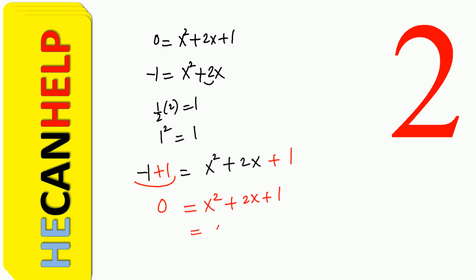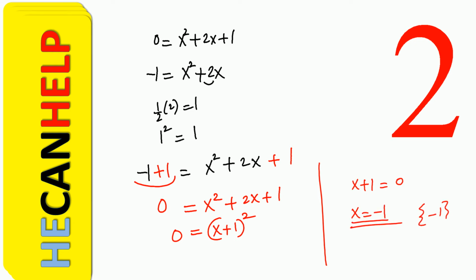And on the right side, this is nothing but x plus 1 times x plus 1, which is x plus 1 squared, and that is equal to 0. What does that give us? X plus 1 is equal to 0, or x equals negative 1. So what is our solution set? Negative 1. Our solution set is x equal to negative 1.